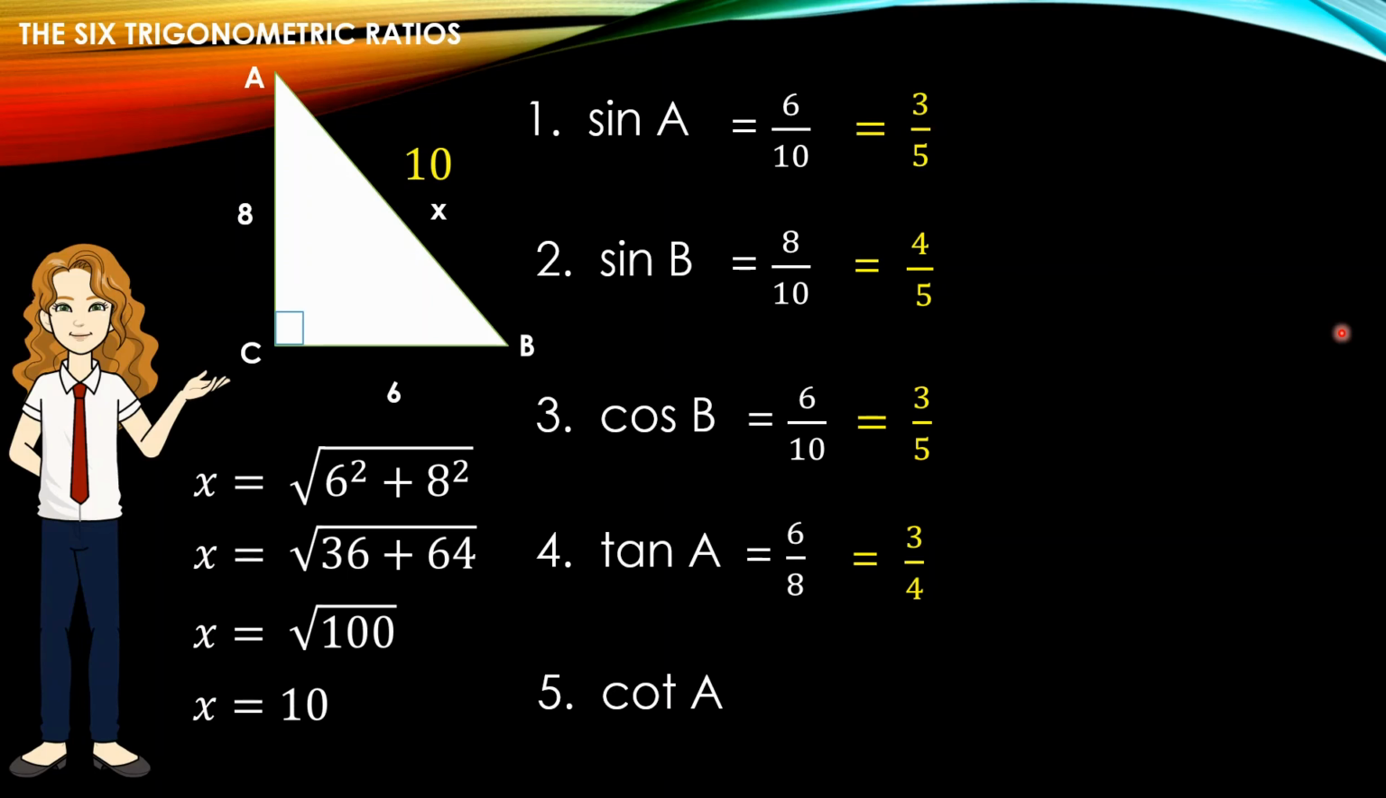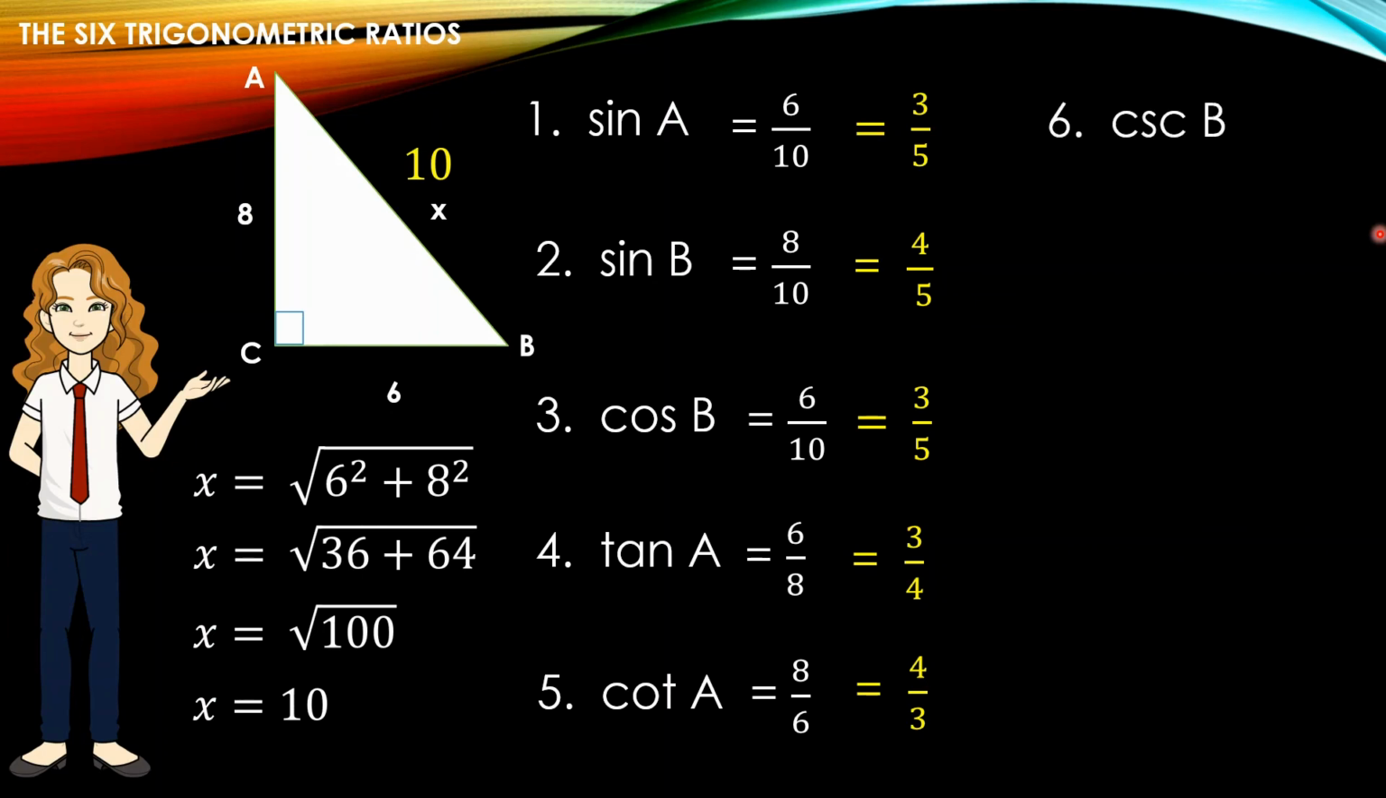Cotangent A. Look again for the angle A. Cotangent is the reciprocal of tangent, right? So for cotangent A we have adjacent over opposite. The adjacent is 8 and the opposite is 6. So we have 8 over 6. Then divided by 2 to get the lowest term, and that will be 4 over 3.